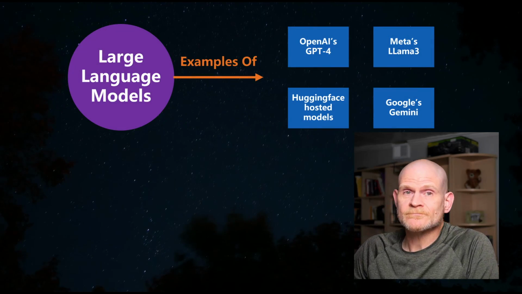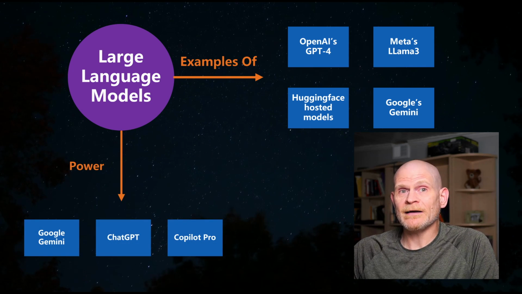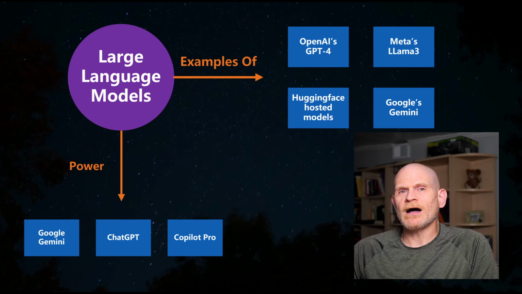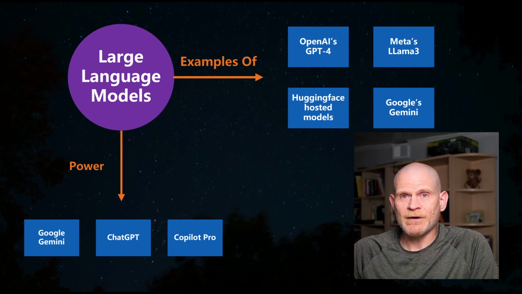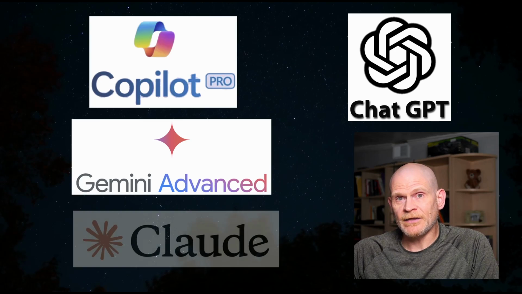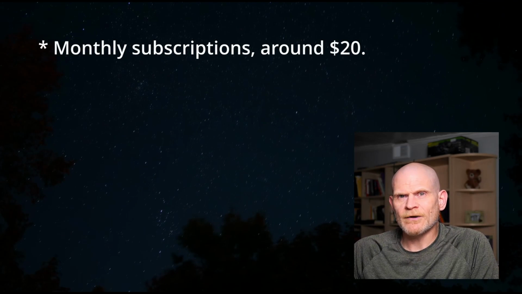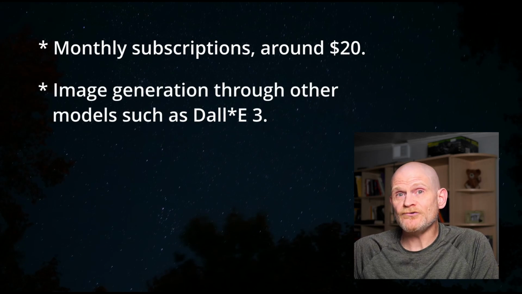In the last video, we covered examples of large language models. Today, I'm going to cover commercial systems that are powered by large language models. The most obvious AI applications are the large chatbots, such as ChatGPT, Copilot Pro, Google's Gemini Advanced, and Anthropic's Claude. These are monthly subscription services, all right at or around $20 per month. They all have image generators attached.